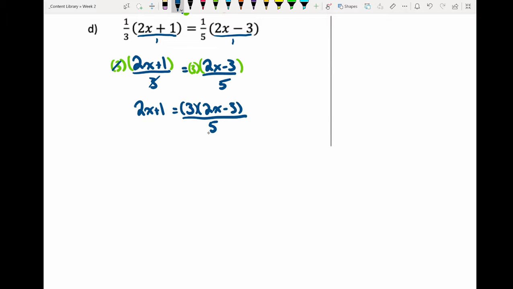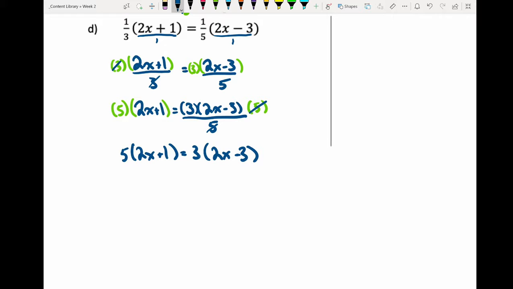I still have this fraction on the right side, so how do I get rid of the divide by 5? Well, I'm going to multiply the one side by 5, and I'm going to do the same thing to the other side. I'm putting brackets around the 2x plus 1 because everything on the left side has to get multiplied by 5 in order for it to be balanced. One side cancels out, and I'm left with 5 times 2x plus 1 equals 3 times 2x minus 3.